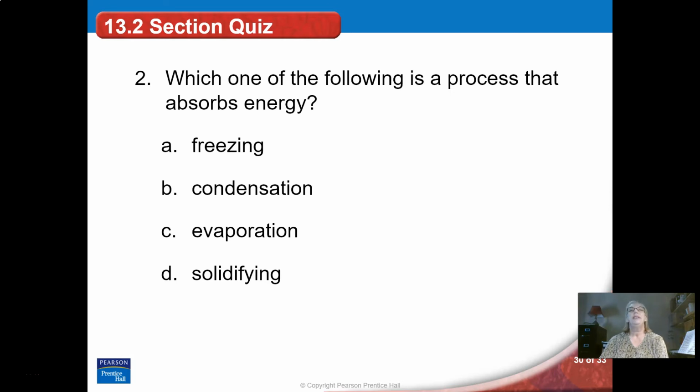Which of the following is a process that absorbs energy? So this is a really good question. So think about this one. This would be a really good test or quiz question. So it takes energy to make those liquids jump up into the gas phase. So this process change absorbs energy.